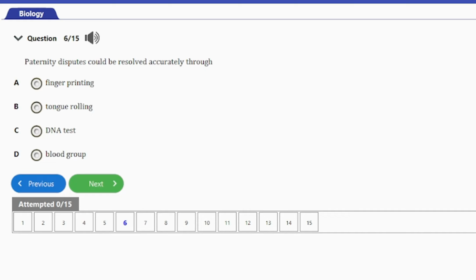Let's consider the next question, question number 6 here. It says, paternity disputes could be resolved accurately through A, fingerprint, B, tongue rolling, C, DNA test, and D, blood group. So guys, the answer to this question is option C here, and that's DNA test. So let's consider the next question, question number 7.